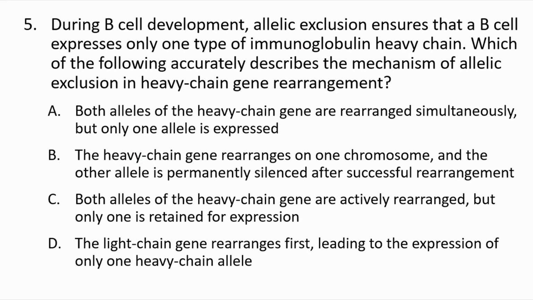During B cell development, allelic exclusion ensures that a B cell expresses only one type of immunoglobulin heavy chain. Which of the following accurately describes the mechanism of allelic exclusion in heavy chain gene rearrangement? Option: both alleles of the heavy chain gene are rearranged simultaneously, but only one allele is expressed. No, they are not simultaneously expressed. It will try one after the other. Option: the heavy chain gene is rearranged on one chromosome, then the other allele is permanently silenced after successful rearrangement.